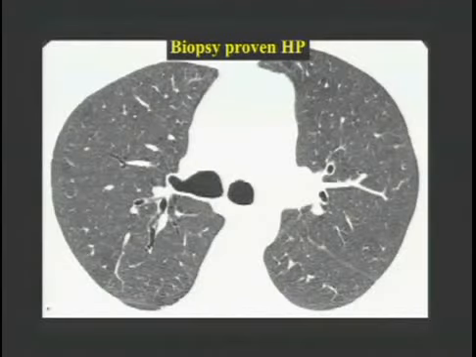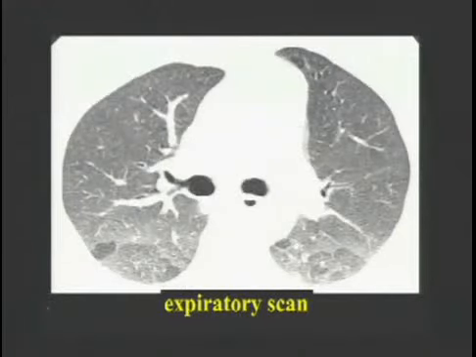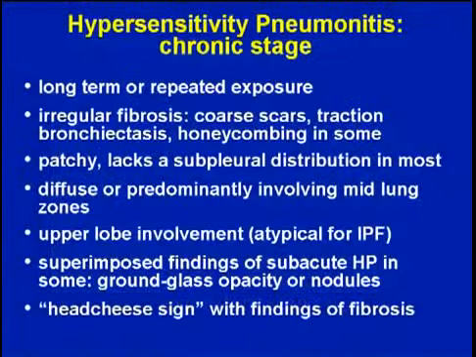Now here a patient with an inspiratory scan that looks basically normal to me. I'm not sure I could read this as abnormal. This is biopsy-proven hypersensitivity pneumonitis. The expiratory scan shows air trapping, even though the inspiratory scan didn't show much at all. So this is something you may see on occasion.